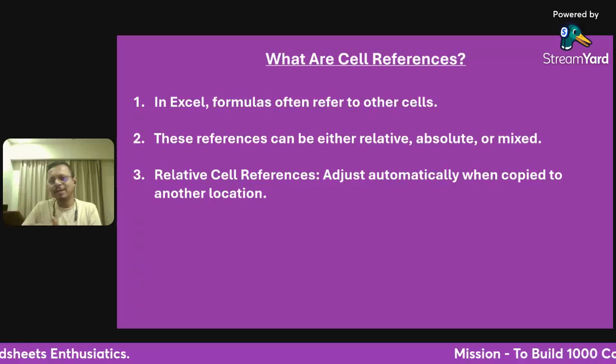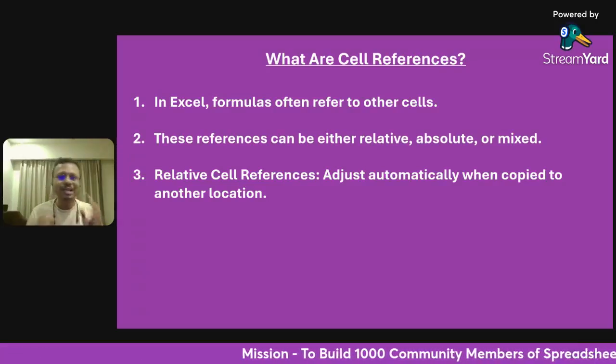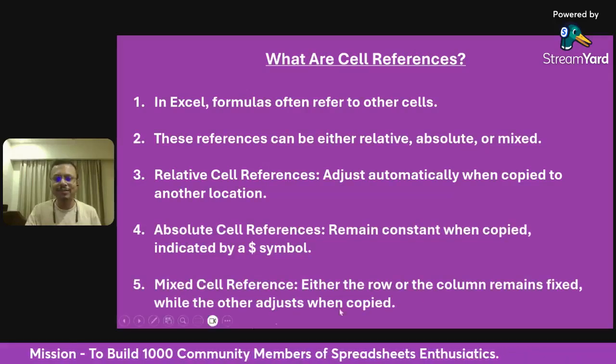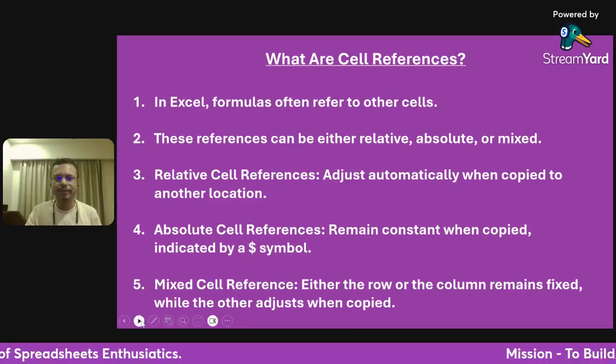You're just beside, might be that left or right side or north or south, might be that point will be there. So it can be copied to another. Okay, now mixed cell reference is what? Either the row or the columns remain fixed while the other adjusts when it is copied.